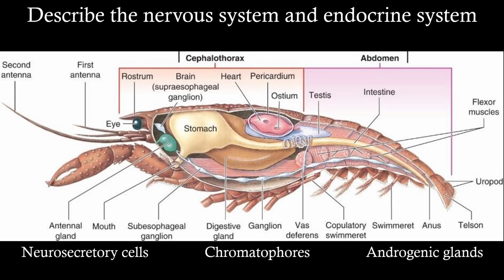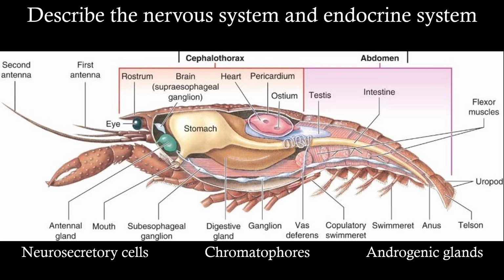And you also have some specialized glands called androgenic glands, and these glands are found in male crustaceans, or I should say male crawdads at least. I don't know about the rest, but these androgenic glands are responsible for the formation of testes and then male sexual characteristics, so the copulatory swimmerette primarily.